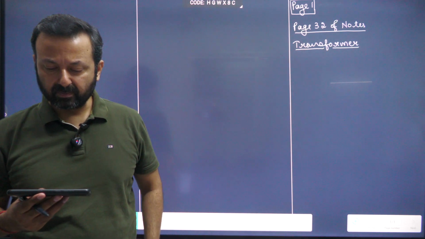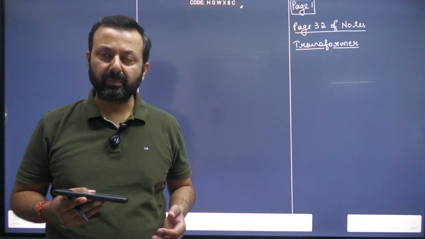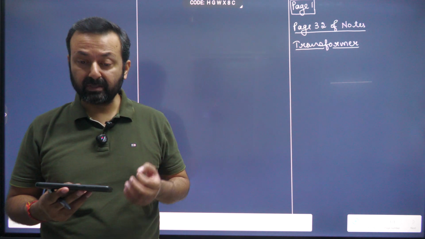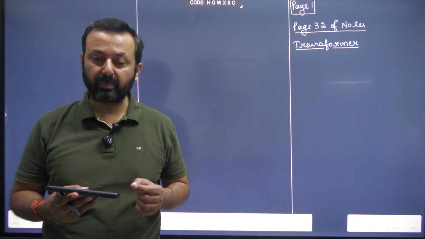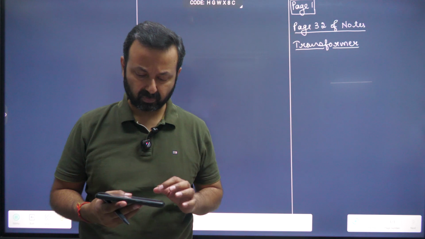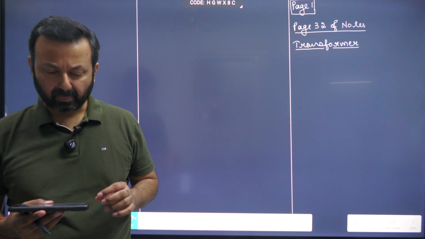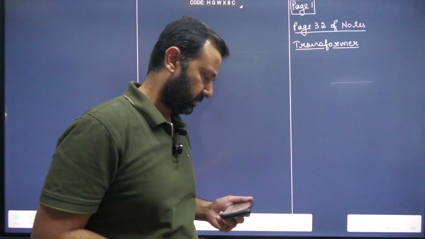If it increases the input voltage, it is called a step-up transformer. And if it decreases the input voltage, it is called a step-down transformer. Now, I am drawing the diagram of this transformer. Just look.